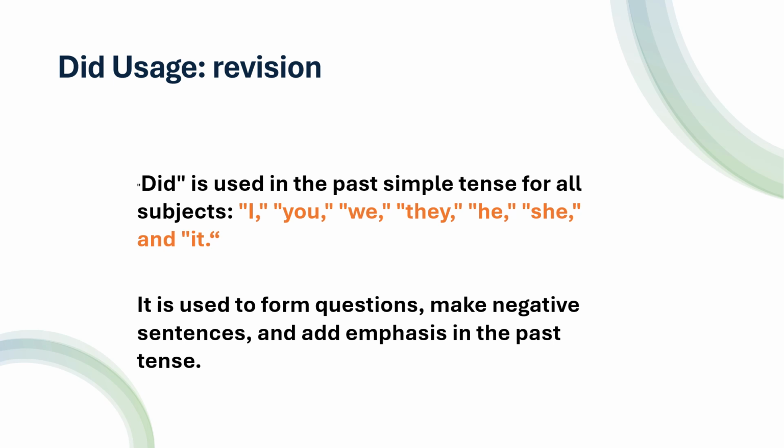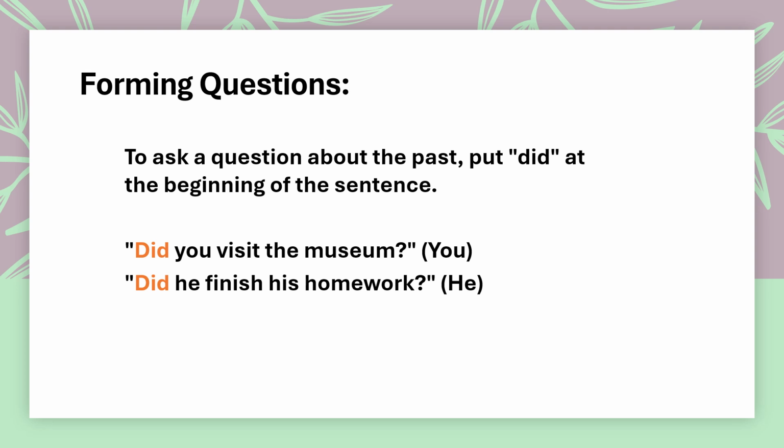Now revise this. How to use did. Did is used in the past simple tense for all subjects like I, you, we, they, he, she and it. It is also used to form questions, make negative sentences and add emphasis in the past tense. How to form questions with did. To ask a question about the past, we will start with did at the beginning of the sentence. For example, did you visit the museum? Did he finish his homework?